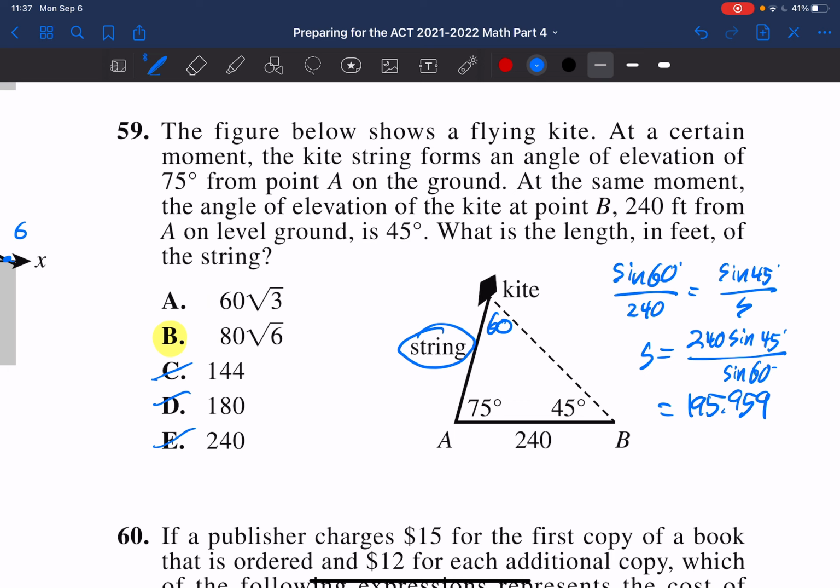So quickly, I'll do 60 square root of 3, and that's 103. Nope. 80 square root of 3, and we get, 80 square root of 6, excuse me. There's 195.959. There is our answer.